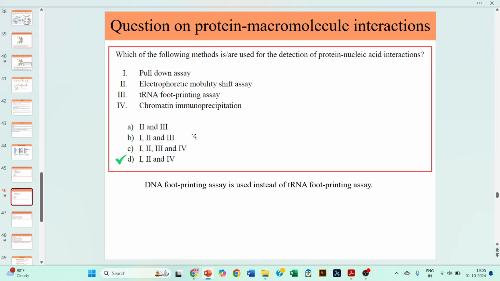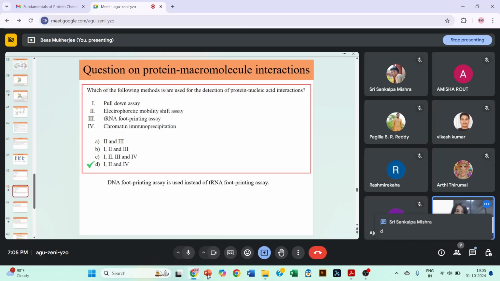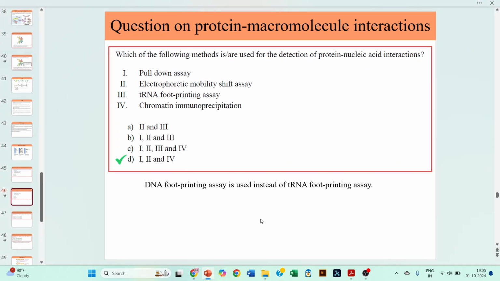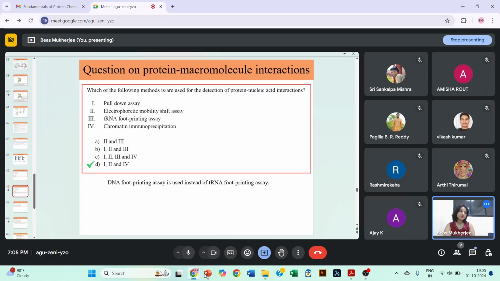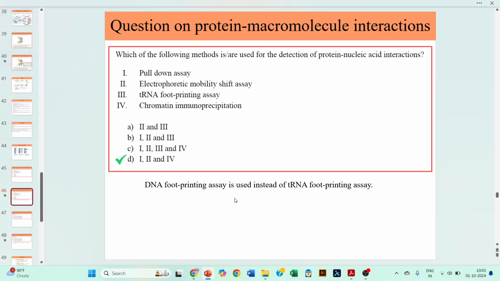Yes, that is correct, because you know that DNA footprinting assay is used instead of this tRNA footprinting assay. Because tRNA is binding to amino acids and it is also binding to your ribosome, and it is recognizing the codons, but then this is not used as such.